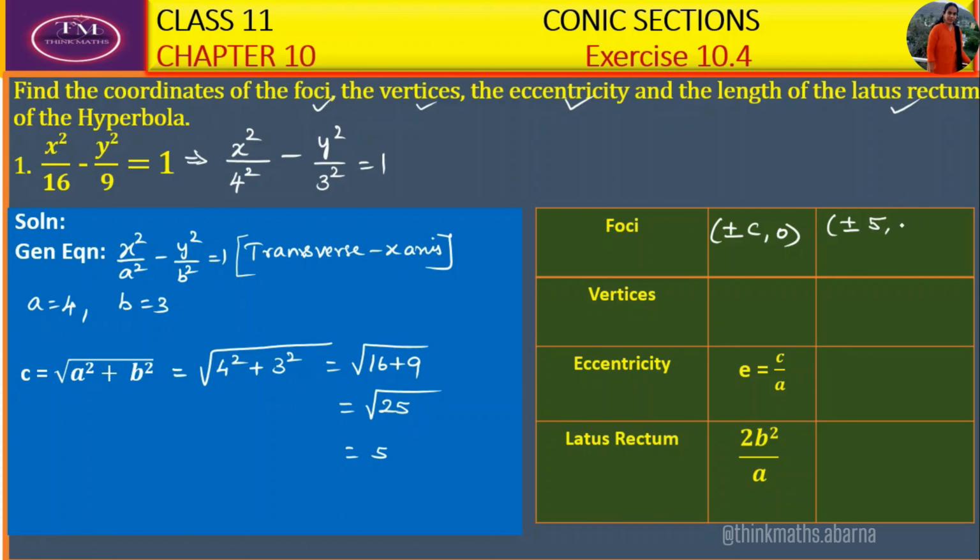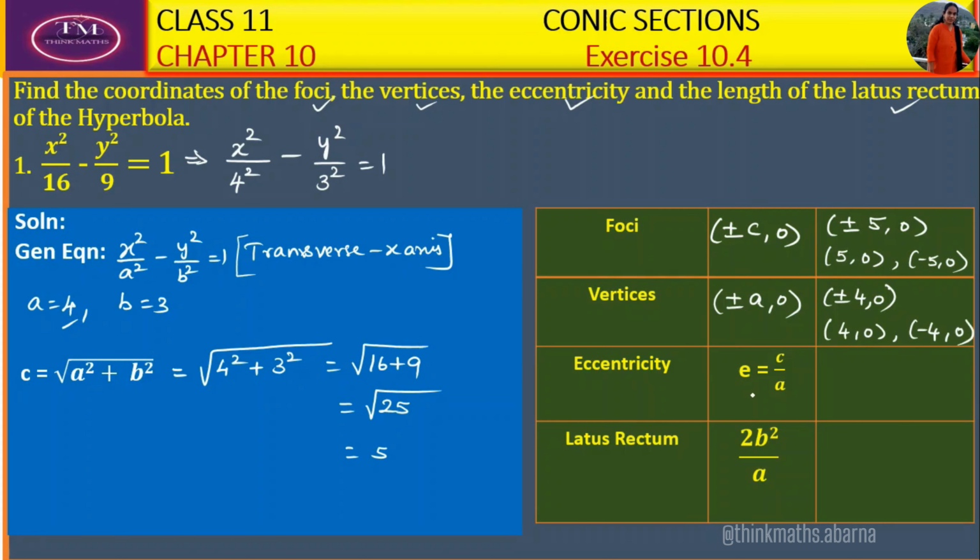So (5, 0). Or you can write it as (5, 0) and (-5, 0). Okay, both are correct. Now vertices. So vertices will be (±a, 0). So what is a? A is 4. So it is (±4, 0). You can write this way or you can write (4, 0) and (-4, 0).